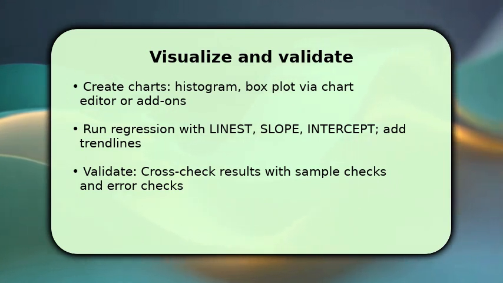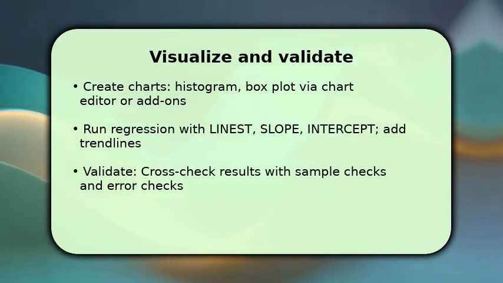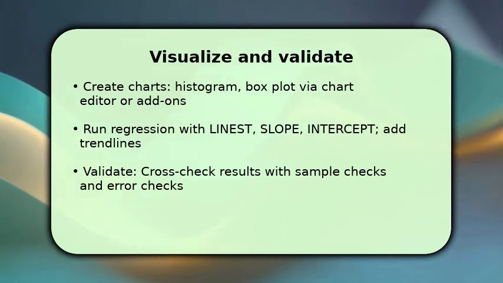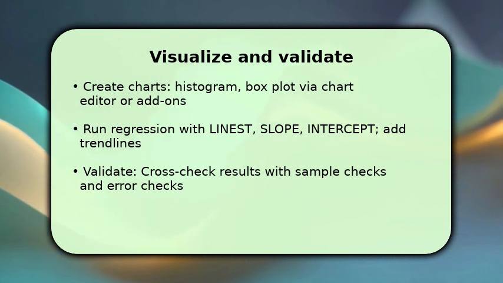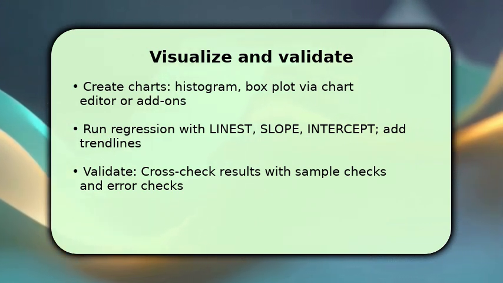Build histograms and box plots through the chart editor or add-ons to reveal distribution and outliers. Add a trend line for regressions. Use LINEST, SLOPE, and INTERCEPT to extract regression parameters and display predicted values in a helper column.